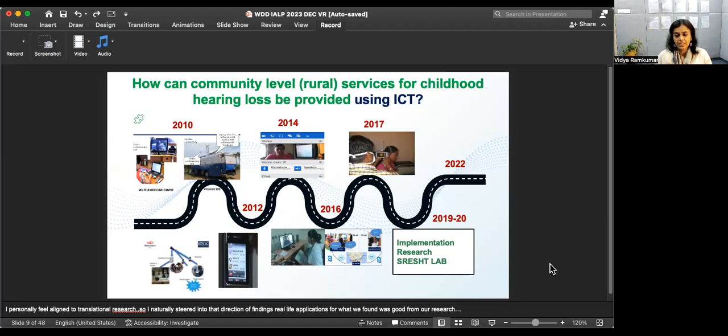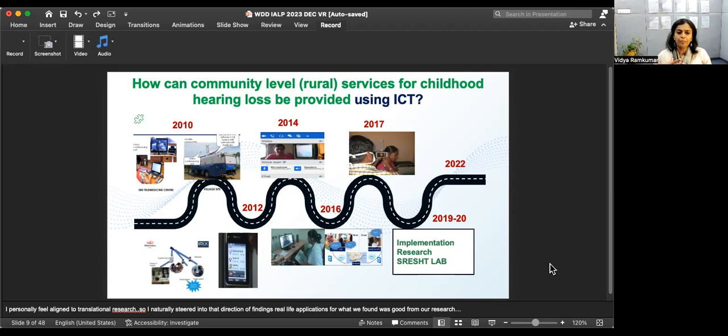So in the first 5-6 years when we started out, what we wanted primarily to know was how can we do these community level services, the rural services for childhood hearing loss. So we focused a lot on childhood hearing loss initially, after which we became a little bit more macroscopic because it was more meaningful to be that way once you reach the last mile than be very myopic in our vision. So we became a little bit broader.